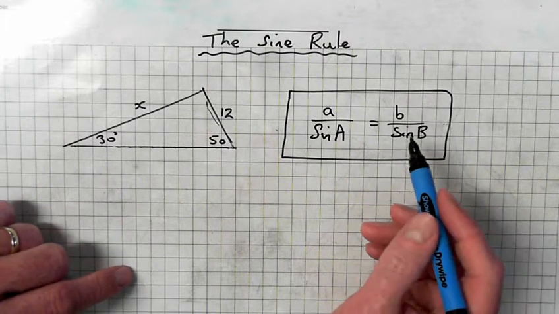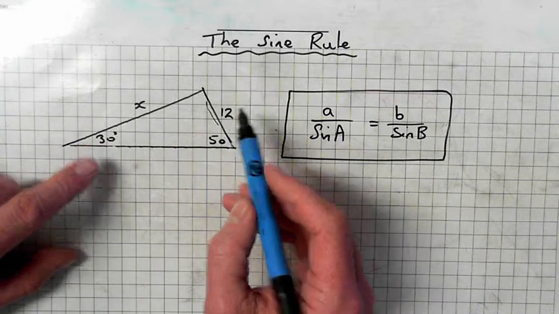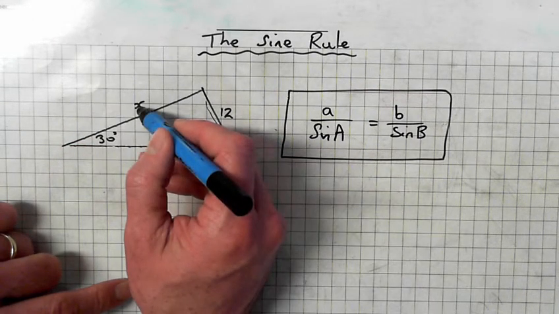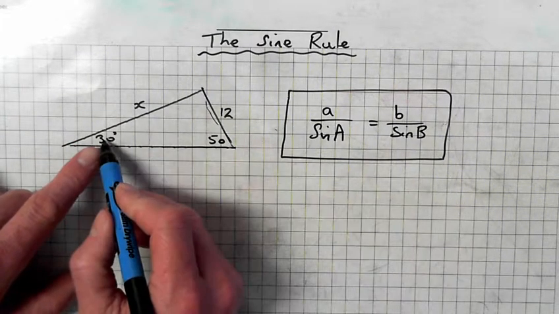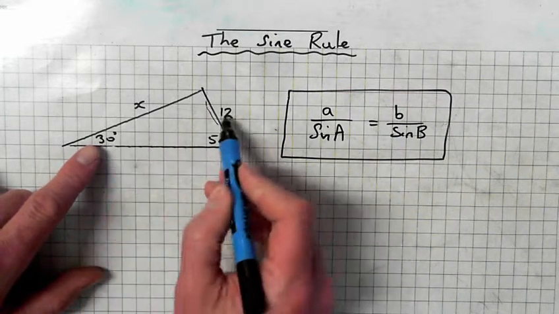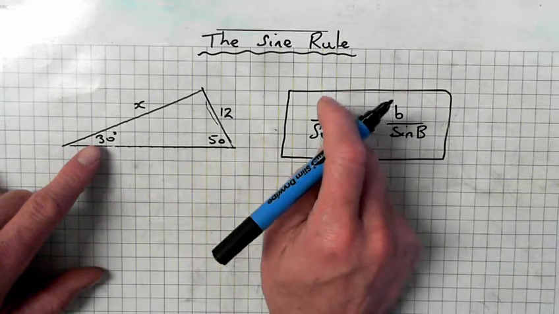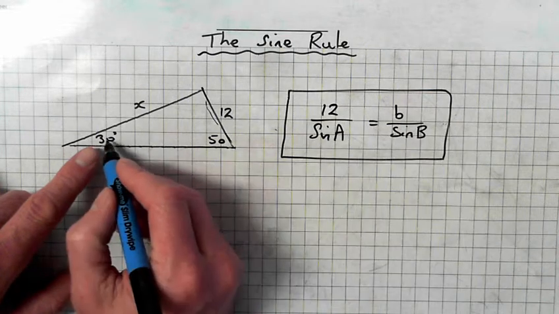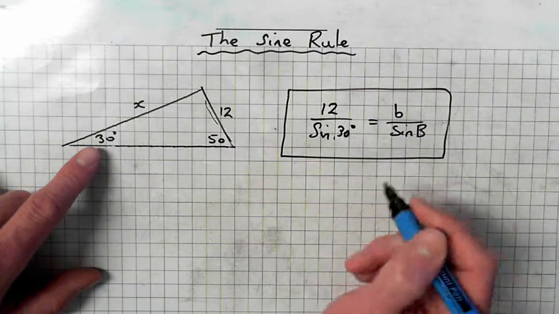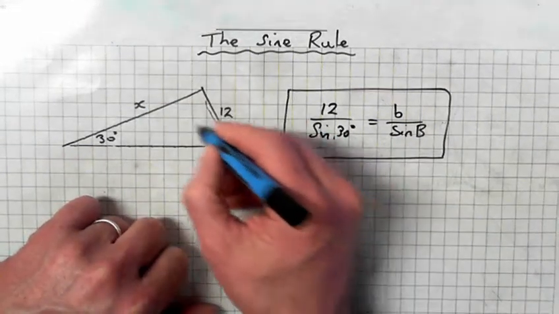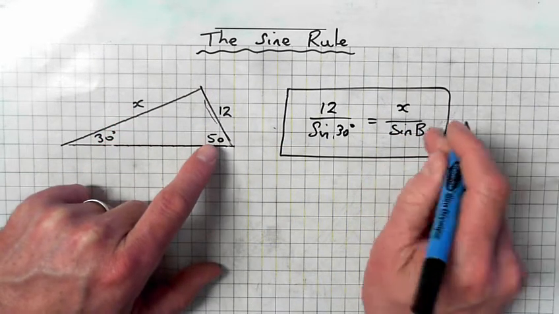Alright, so the sine rule is very handy if I know an angle and the side opposite it, and I know this angle but I don't know this far side. So all I have to do is fill in the values. We'll start off with this pair in here, 12 and the angle 30. I'll replace a with 12, and the angle that goes with it is 30 degrees. Then I'll look at this pairing: the side is x and the angle is 50, sine 50.